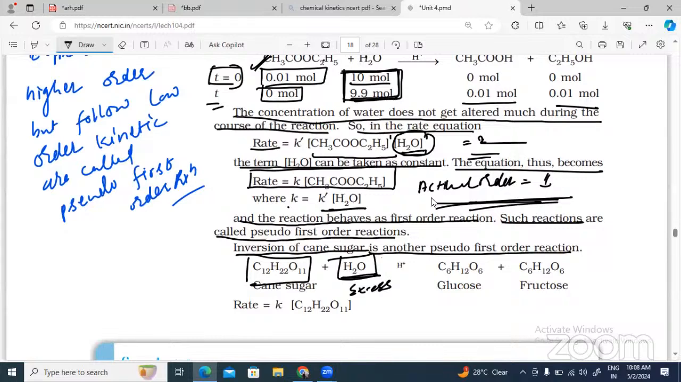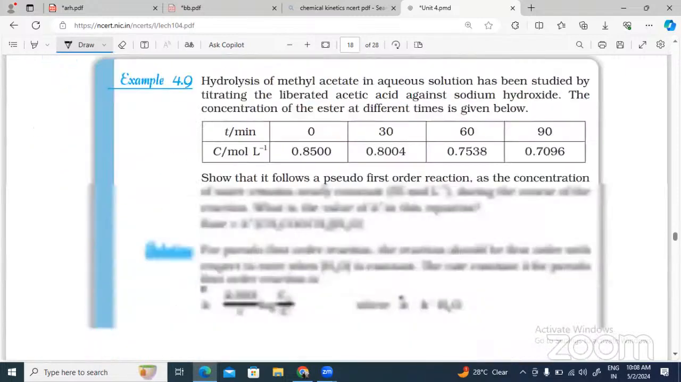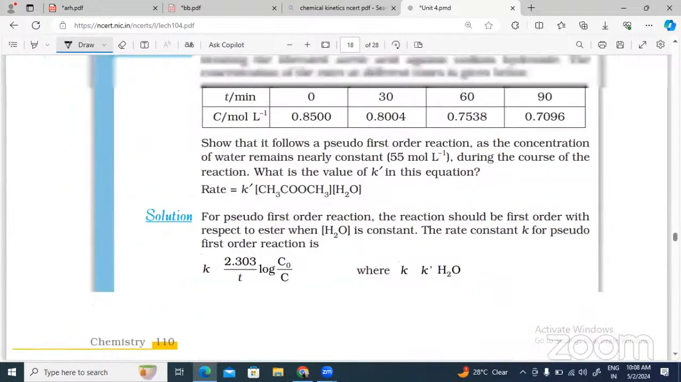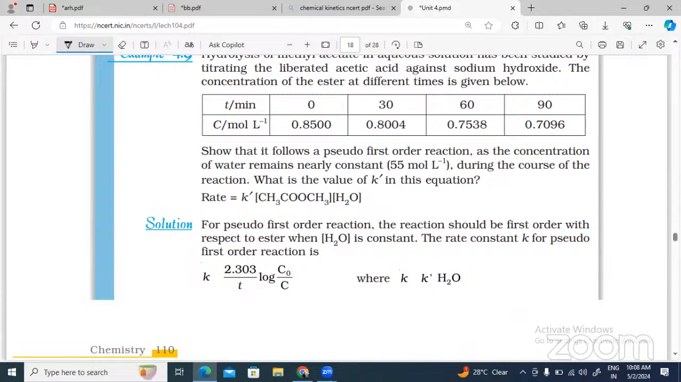So the rate will depend on only one molecule, this one. So the order, the actual order, is going to be 1. Experimentally, it is 1. Otherwise, how much is it appearing? 1 plus 1, appearing 2. But actually it is following 1. Here they have given an example also.